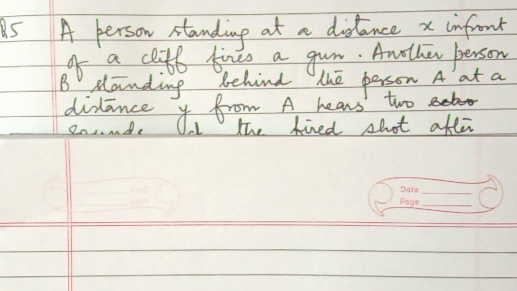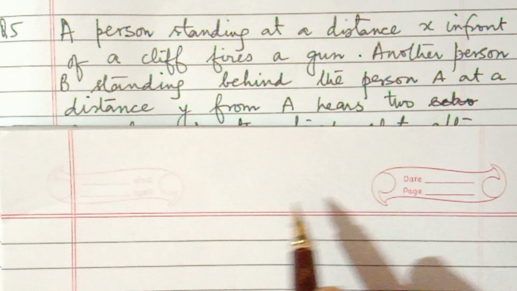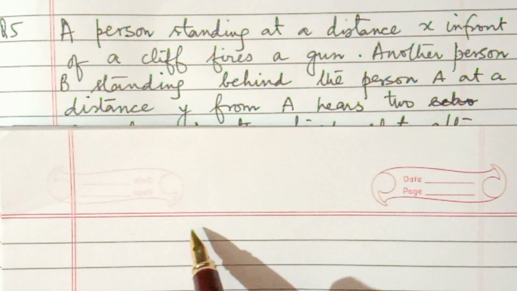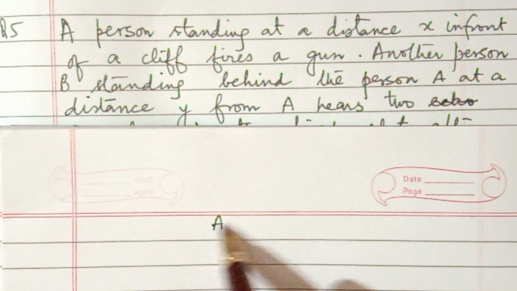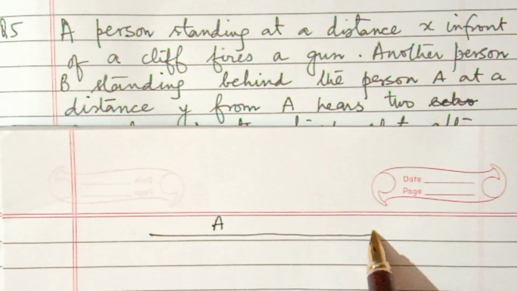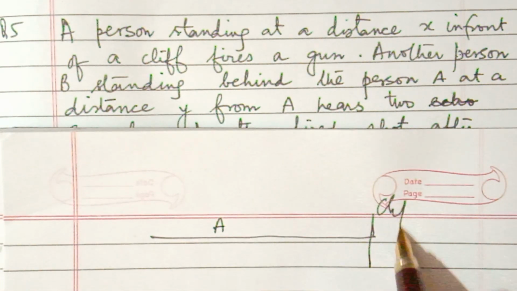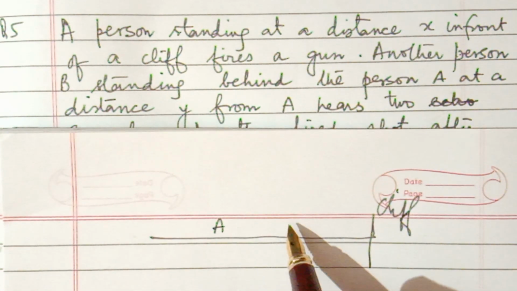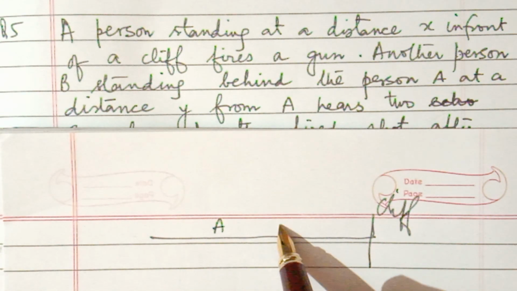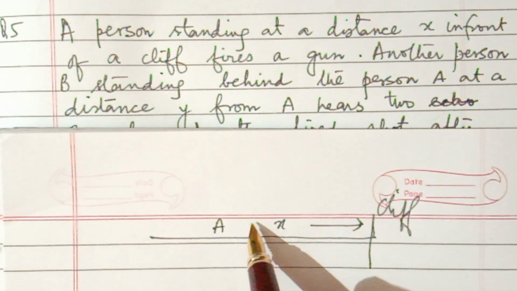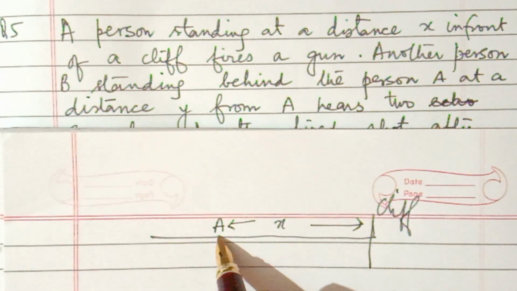So here let us make the diagram first, then it will be easy for you to understand. So A is here in front of the cliff at the distance x. So this is the distance x.